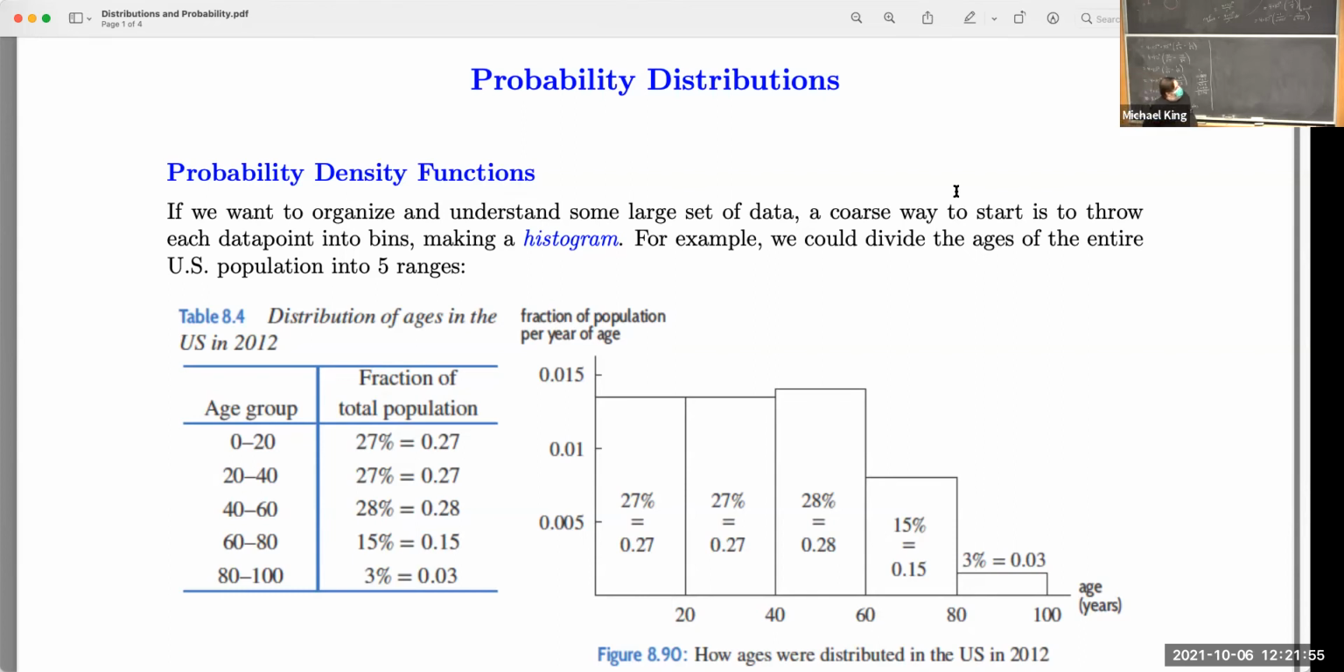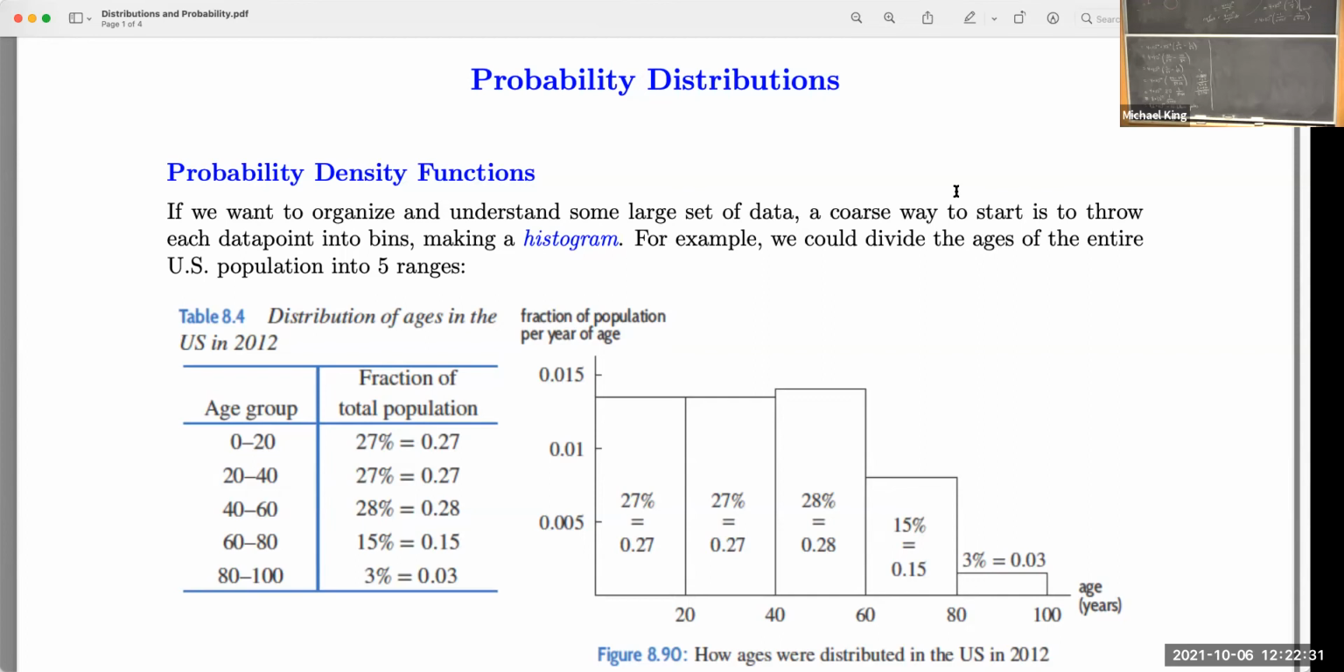The idea of a probability distribution is kind of strange. And I want to show how we can build it kind of naturally, with an example, so that we can see what a probability distribution actually is. And this idea of a probability density function. So, here's a set of data from 2012: fraction of population in different age ranges, right? So 27% of the population is between 0 and 20, 27%, 28%, and then it goes down, right? Only 3% of the population is above 80, 15% of the population is between 60 and 80.